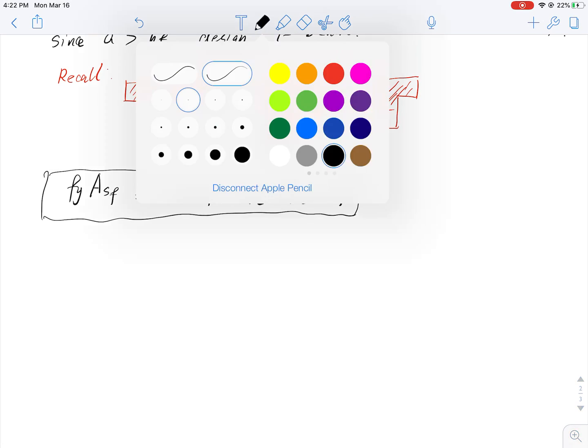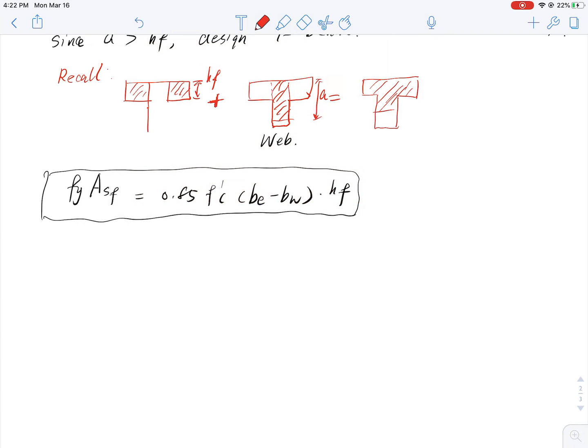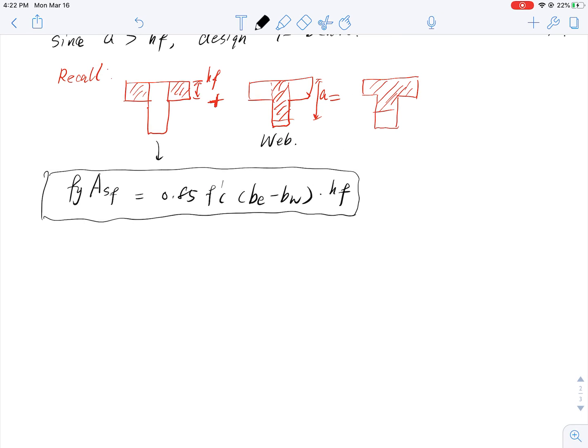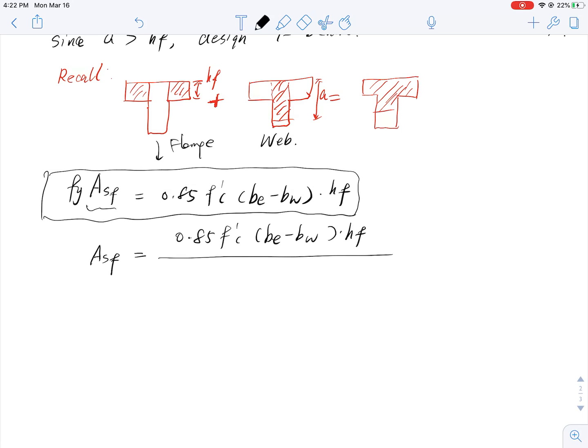Okay, I'm going to fix this real quick. So this is the flange. I'm going to allocate some reinforcement equal to the compression force from the flange. So A_sf equals 0.85 f'c (b_e minus b_w) multiplied by h_f, divided by f_y.